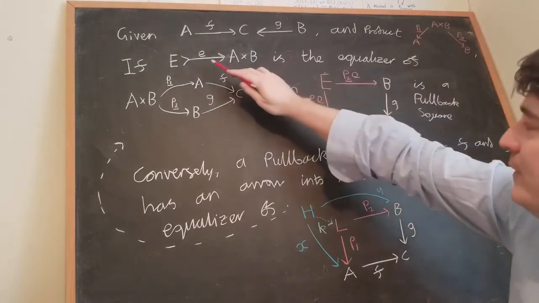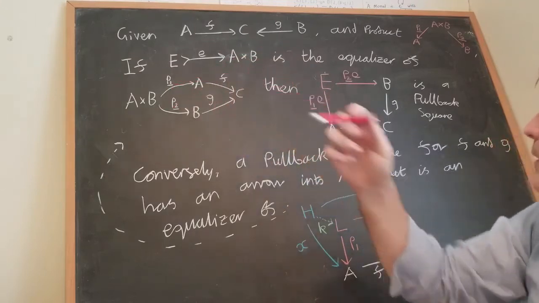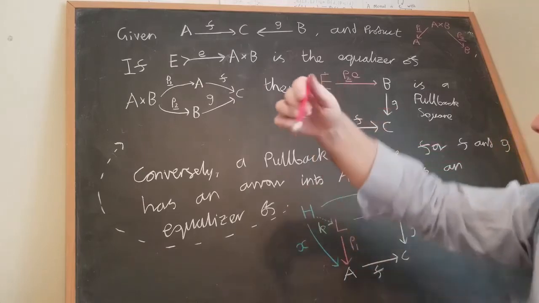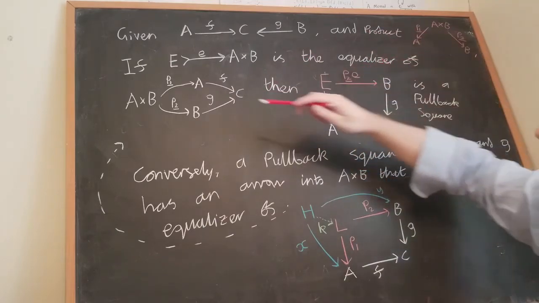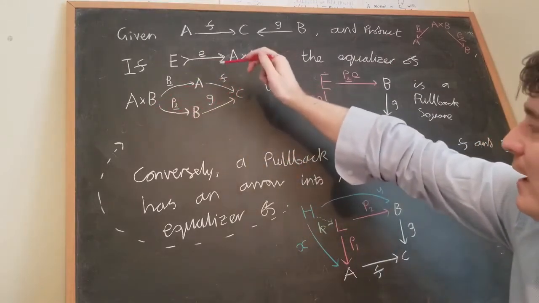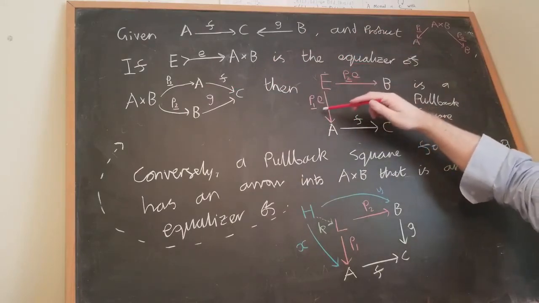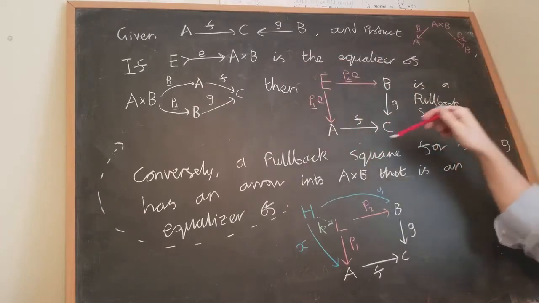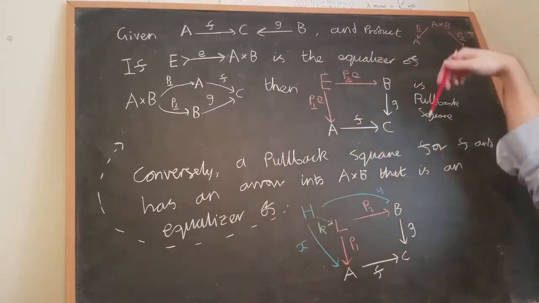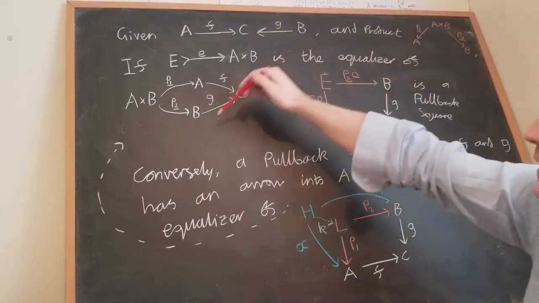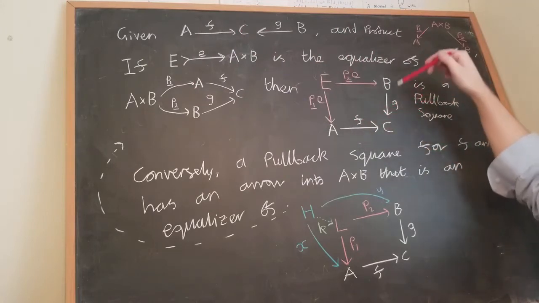Now, let's suppose that we have an equalizer E of these parallel arrows, F after P1 and G after P2. Well, we can use those to form a pullback square. So the claim then is that if we take this equalizer E of these two arrows, F after P1 and G after P2, and then we form these arrows, P1 after E and P2 after E, then this is going to be a pullback square. And it's going to be a pullback square for these arrows F and G that we're interested in. Okay, so this tells us how, if we can construct a product and an equalizer for these kind of arrows, we can use them to make a pullback square for a general kind of corner like this.